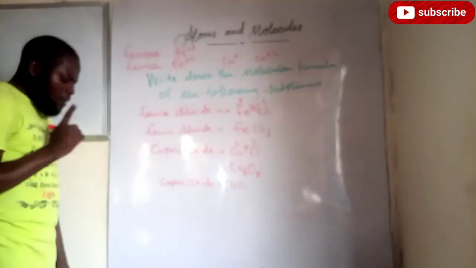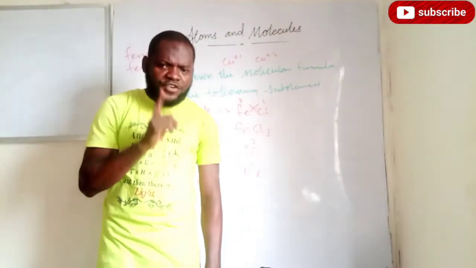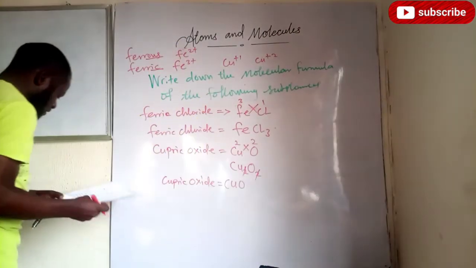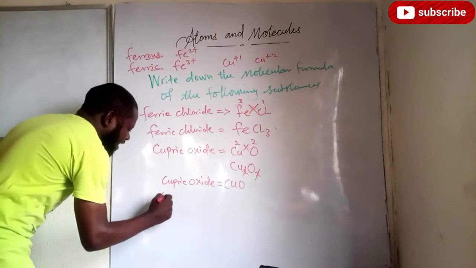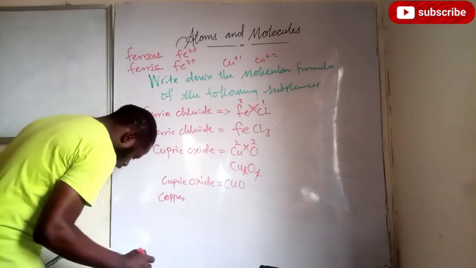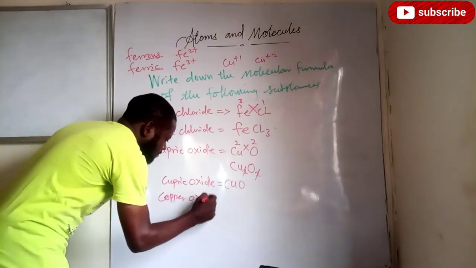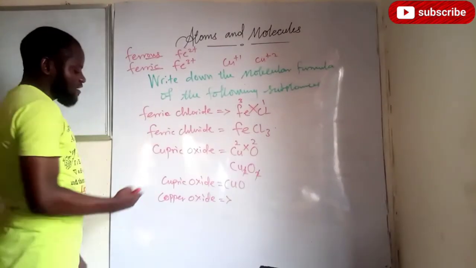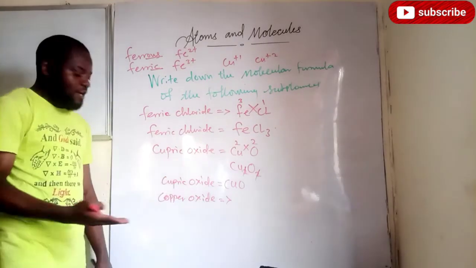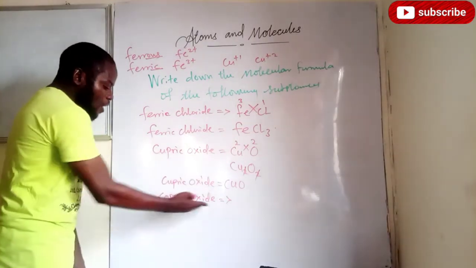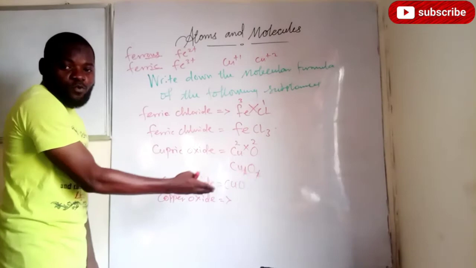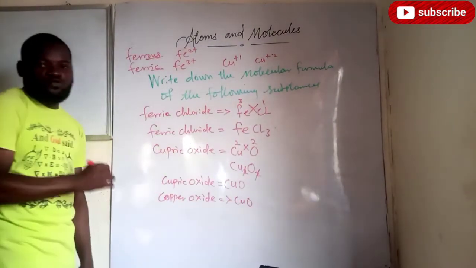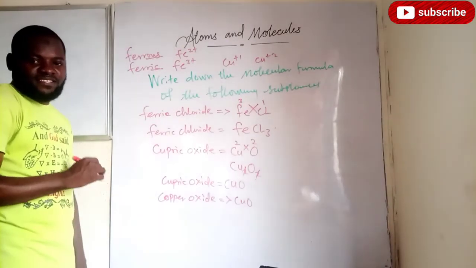CuO. Now, there's something that an examiner might be crazy about to test you as a student. If they ask you to write the formula for copper oxide, mind you, copper oxide is the same thing as cupric oxide. Copper oxide is the same thing as cupric oxide. Do you understand that? That is, it is also CuO. Do you understand this now?